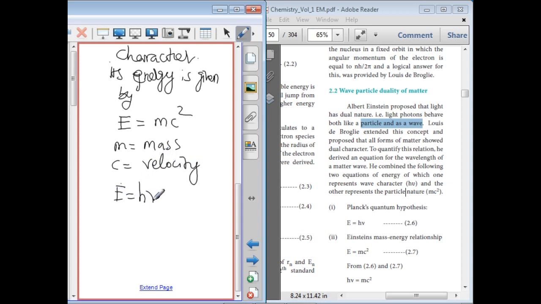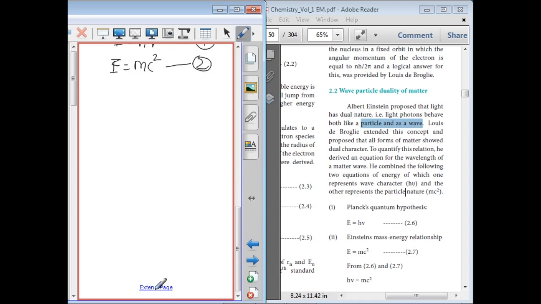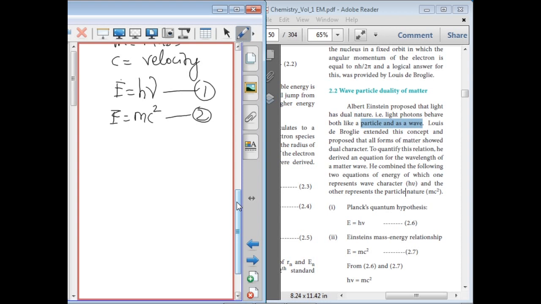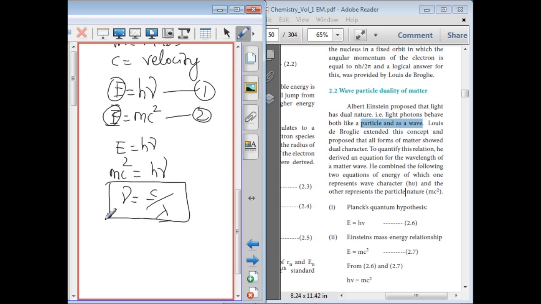E equals h nu, equation number 1. E equals mc squared, that is equation number 2. From equations number 1 and 2, both E equals h nu and E equals mc squared, I am going to take E equals h nu. Already what is the E value? E equals mc squared. So mc squared equals h nu. So nu equals c by lambda. C is the velocity and lambda is the wavelength. The ratio of the velocity and wavelength is the frequency.